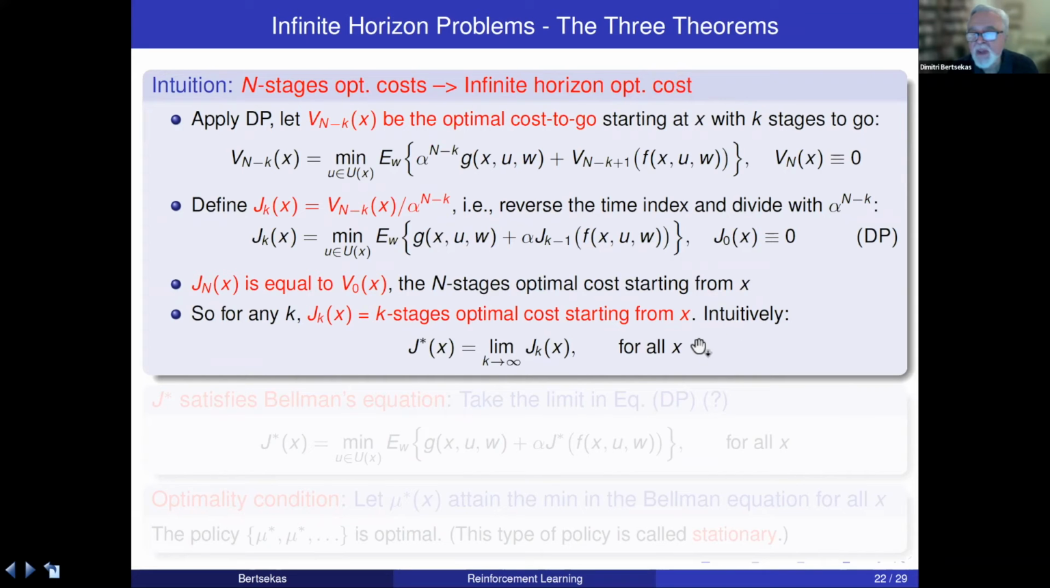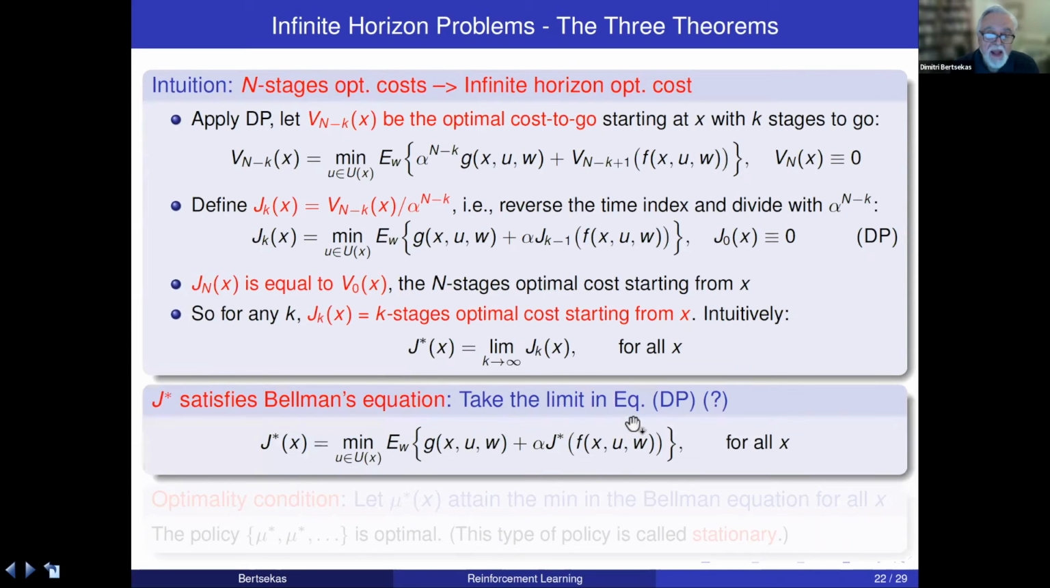Now, this is the intuition. It's true a lot of the time, not always, but for the problems that we are going to be considering, it will be true. So let's accept that as a working hypothesis for the time being. Now, you have this equation holding for all k. Take the limit here as k goes to infinity, which gives you in the limit j star here and j star here. Then you get this equation. This is the limiting form of this equation here. And this is an important equation. It's called Bellman's equation. You expect that it would be satisfied by the function j star.